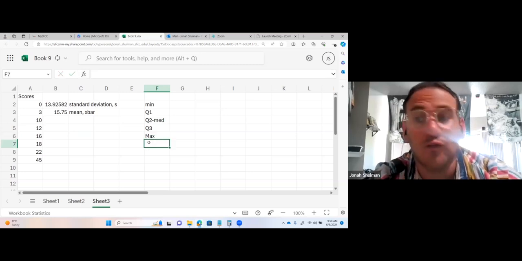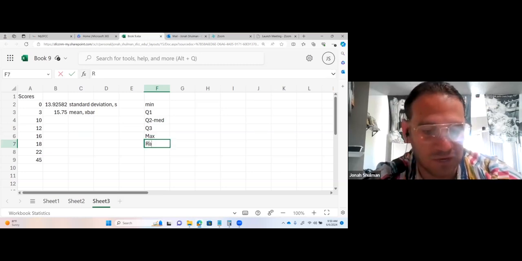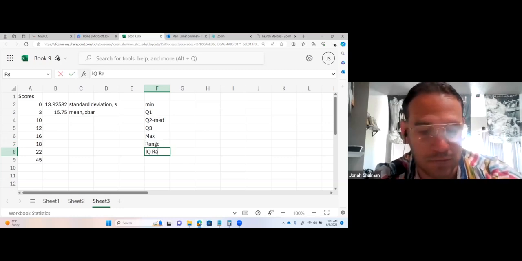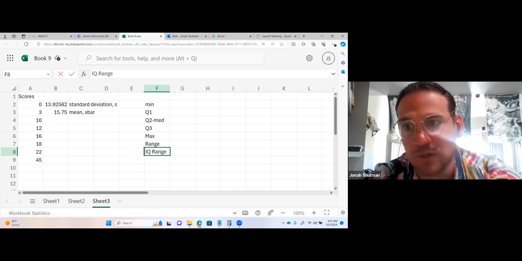Ta-da! Other things we can get. We can get the range. We can get the IQ range. Isn't that cool? There's an interquartile range. Wild. I'm trying to think of other things they might ask you for, but that's good for right now.